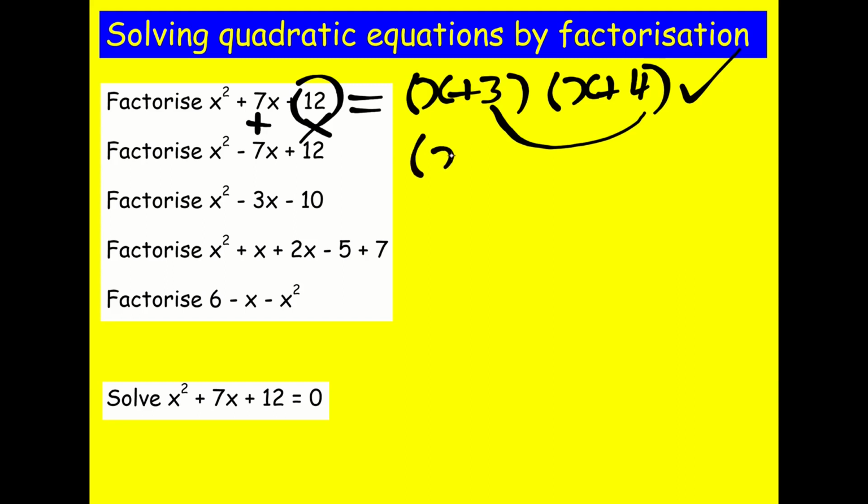Okay, I'm going to go a bit faster now. So this one, I want them to again multiply to 12, but now add to give minus 7. That's going to be minus 3 and minus 4.